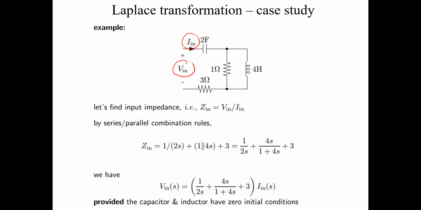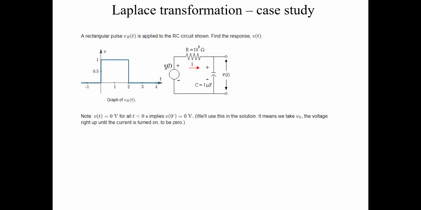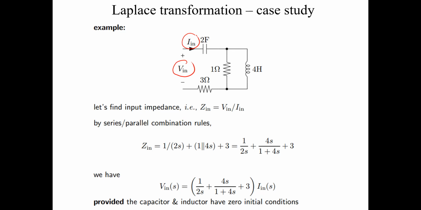So we can solve this circuit by using the Laplace transform. The first step, we can find the input impedance of this circuit. Z-in is V-in per I-in, and then by the series and parallel combination rule, we have the Z-in. Z-in is the impedance of these passive components.